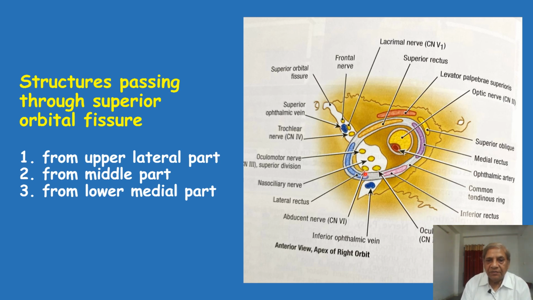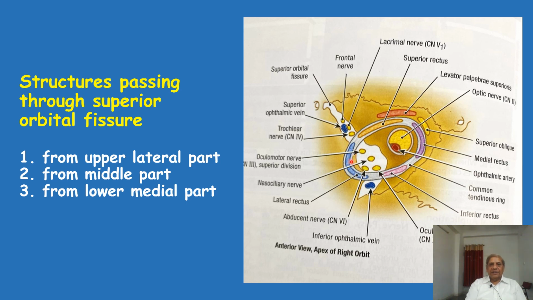Now the abducent nerve supplies the lateral rectus muscle, and this is within the fibrotendinous ring. Then another nerve which is here is the nasociliary, a branch of the trigeminal nerve, which we have discussed already, the ophthalmic division of the trigeminal.